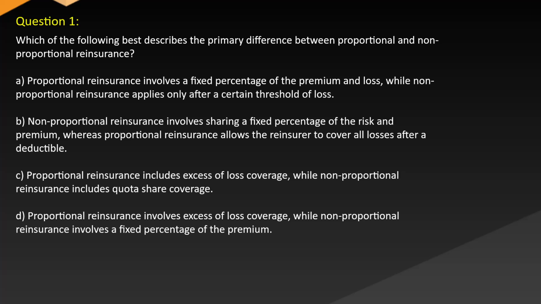B. Non-proportional reinsurance involves sharing a fixed percentage of the risk and premium, whereas proportional reinsurance allows the reinsurer to cover all losses after a deductible. C. Proportional reinsurance includes excessive loss coverage, while non-proportional reinsurance includes quota share coverage. D. Proportional reinsurance involves excessive loss coverage, while non-proportional reinsurance involves a fixed percentage of the premium.